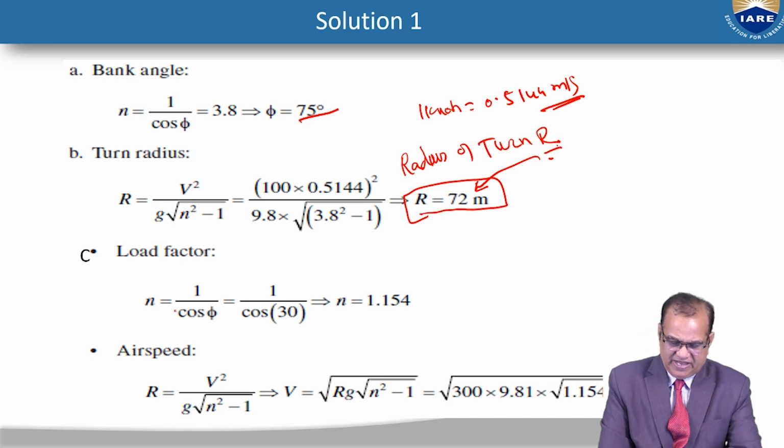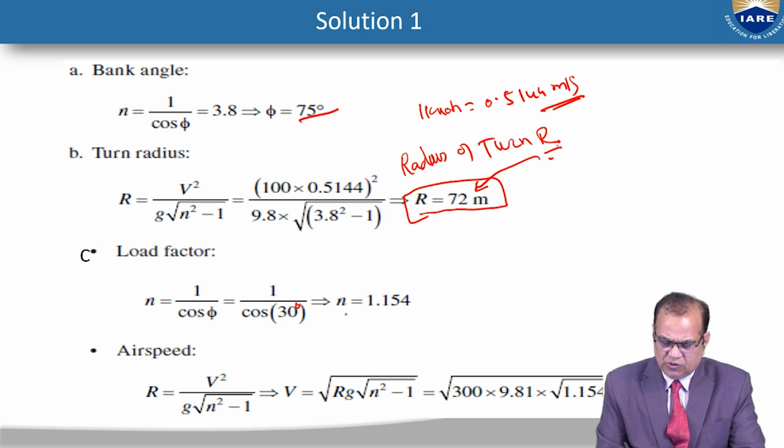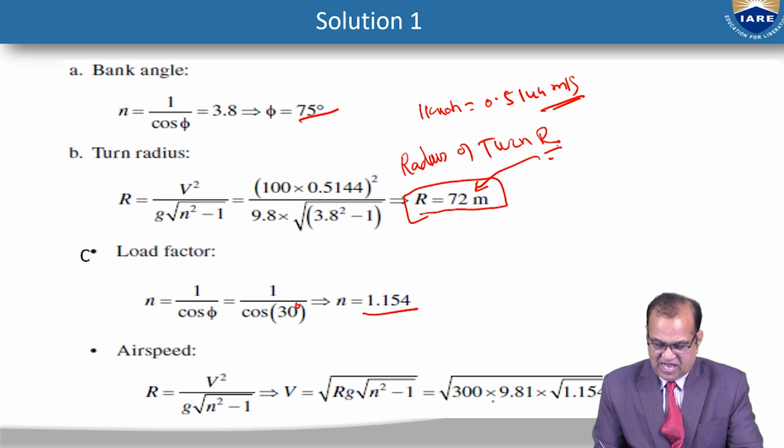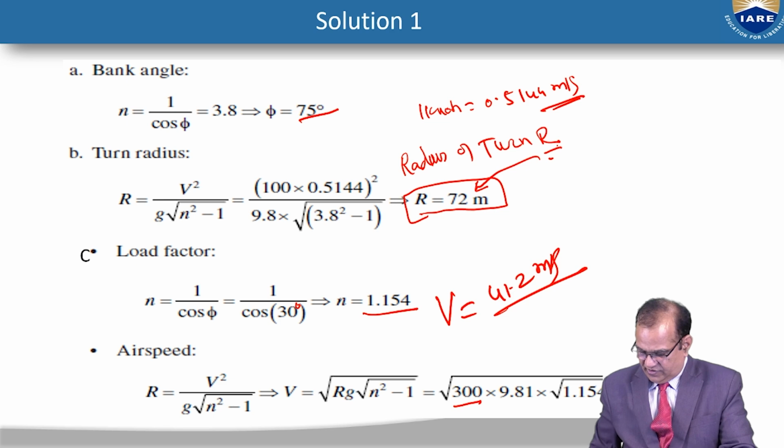Now load factor n is equal to 1 by cos phi. In the other case, it is given as 30 degrees. So you will get n is equal to 1.154, and airspeed we have to find out. R is equal to V square by g under root n square minus 1. So V is equal to under root R g times under root n square minus 1. R is 300, g is 9.8, all the values. So this velocity we can get as 41.2 meters per second. So this is the solution for this problem.